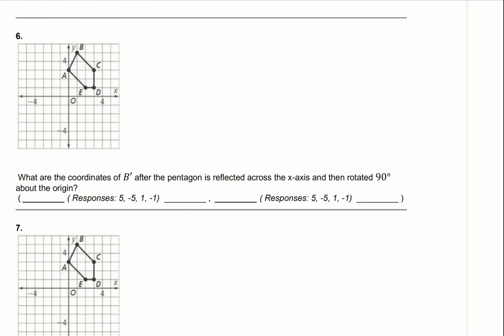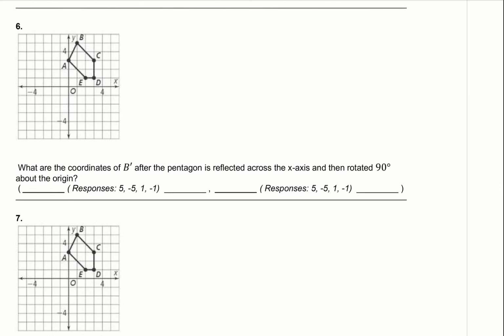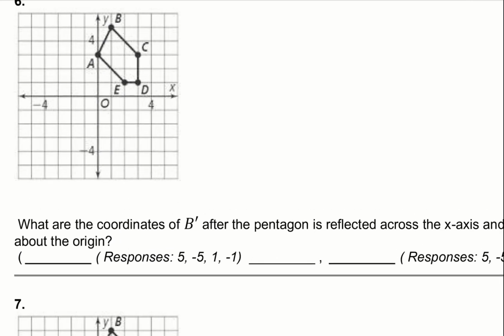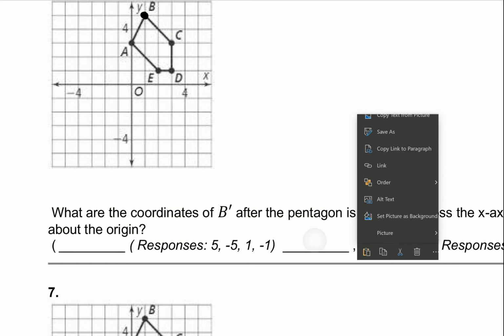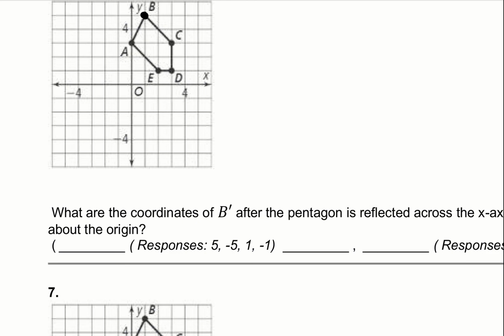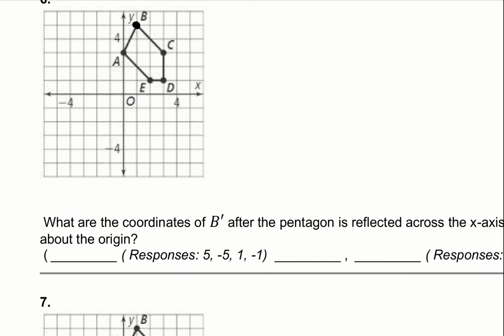All right, number 6: what are the coordinates of B prime after the pentagon is reflected across the x-axis and then rotated 90 degrees about the origin? Okay, so we have a pentagon in the diagram, and we're interested in B. So let's do what it says, which is to reflect it across the x-axis.